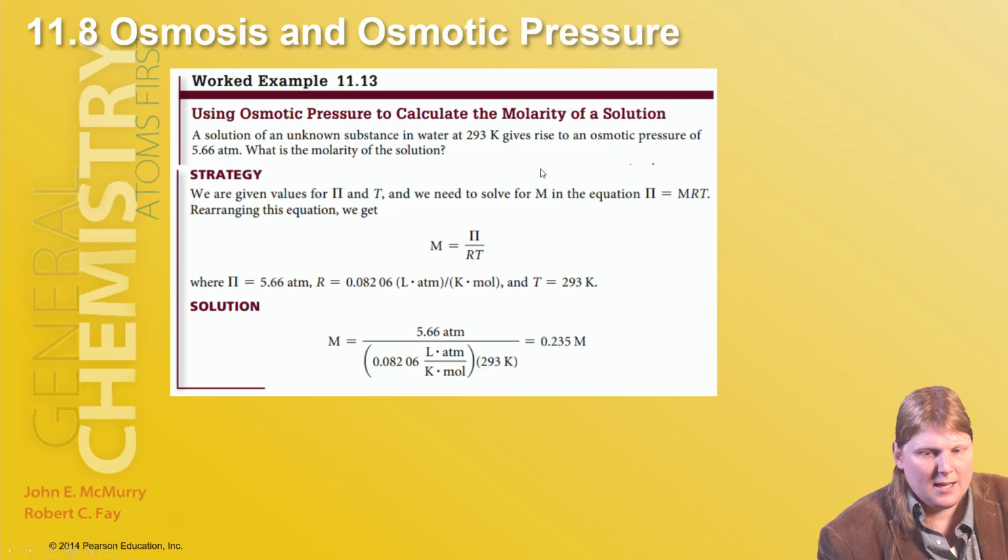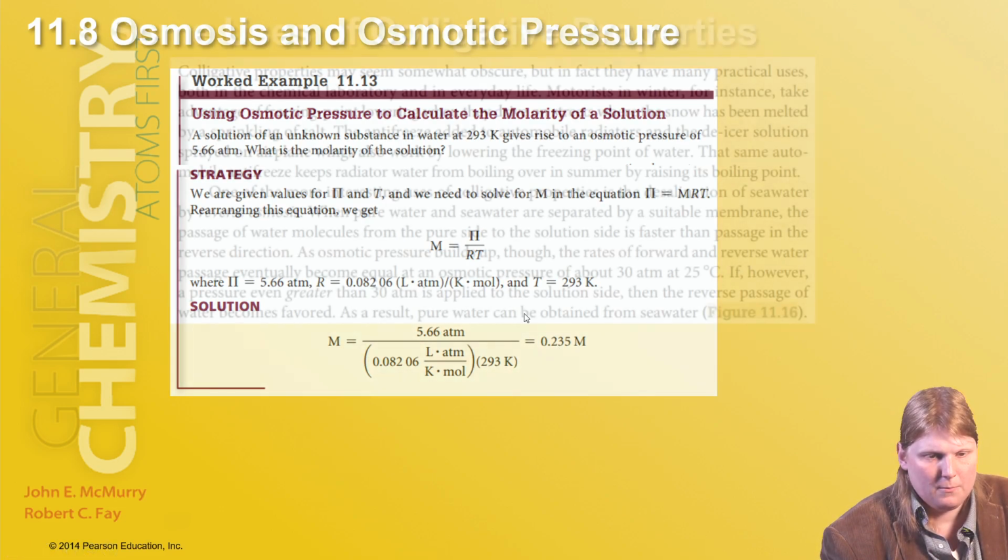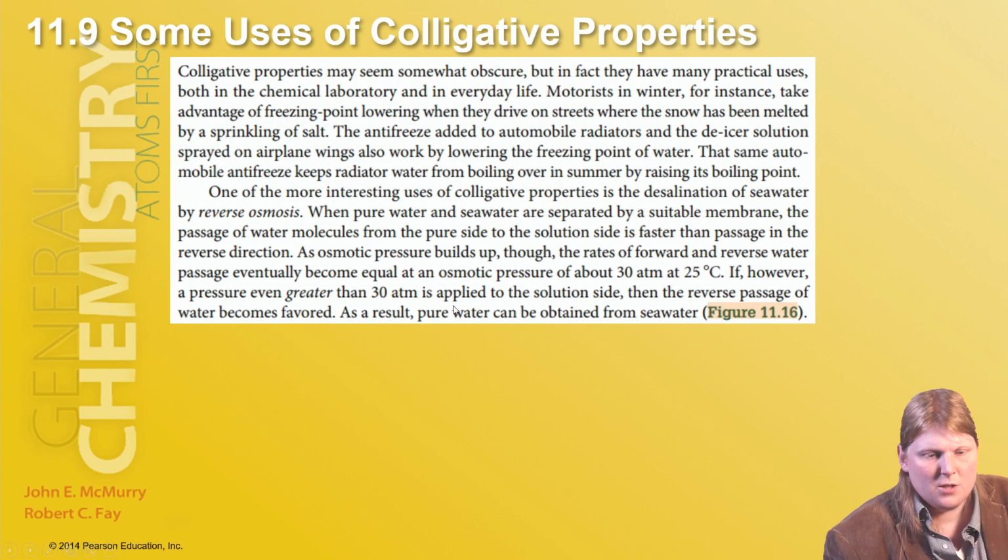Using osmotic pressure to calculate molarity. So if we measure the osmotic pressure, we can then use that to determine the molarity by rearranging the osmotic pressure equation, plugging in our osmotic pressure, plugging in our values. Remember that R is in the gas constant units here, not in joules per mole Kelvin or anything like that. You put in the temperature in Kelvin, calculate the value, and you end up getting 0.235 molar. Pretty simple here.